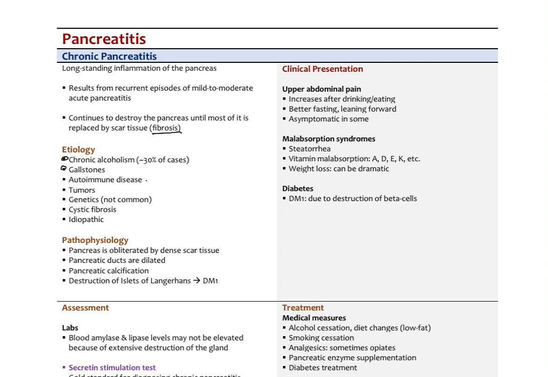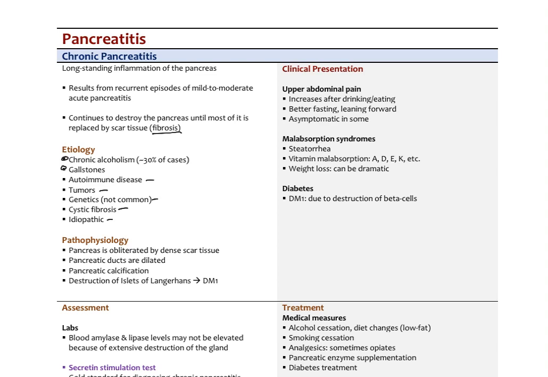But here we also see autoimmune diseases like lupus, tumors, not commonly. There are some genetic predispositions to this, cystic fibrosis, and then again, many cases are idiopathic. We don't know what the cause is.